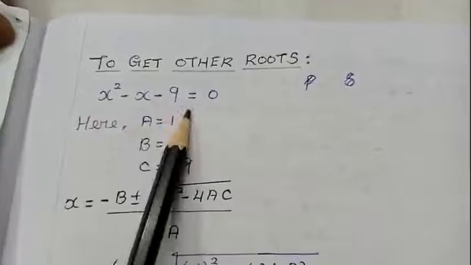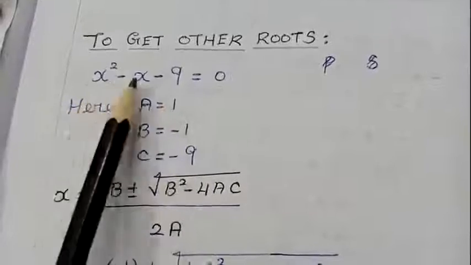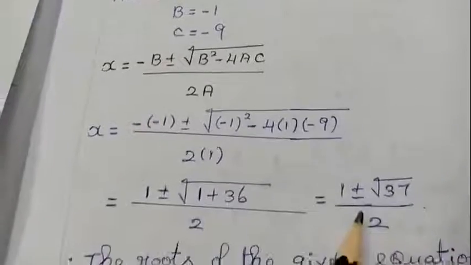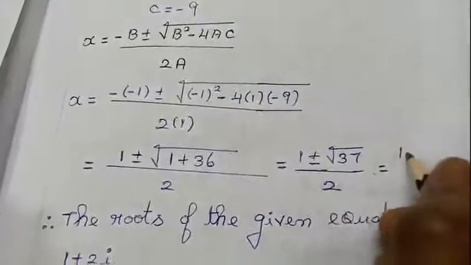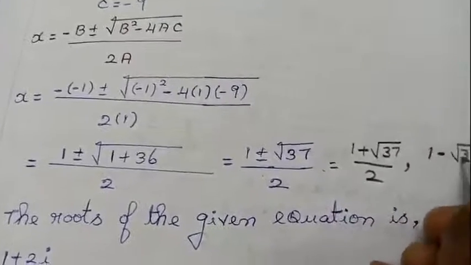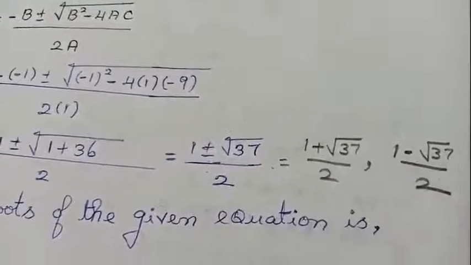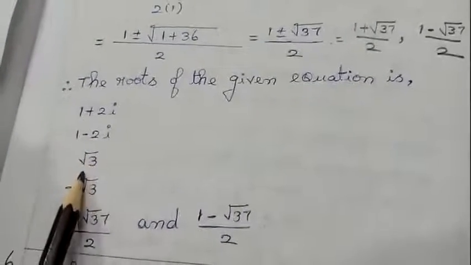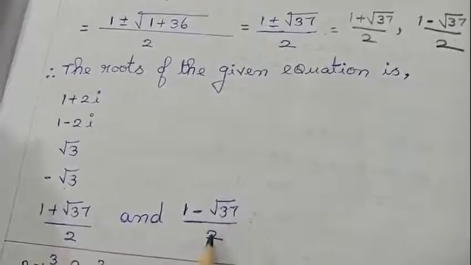After getting this quadratic equation, we are going to use the quadratic formula, where a is 1, b is minus 1, c is minus 9. Using the quadratic formula I am solving, and I am getting this answer. So what is the answer I am getting here? 1 plus or minus root 37 by 2, which can be written as 1 plus root 37 by 2, comma, 1 minus root 37 by 2. So the remaining 2 roots are these. Therefore, the roots of the given equation are 1 plus 2i, 1 minus 2i, root 3, minus root 3, 1 plus root 37 by 2 and 1 minus root 37 by 2.